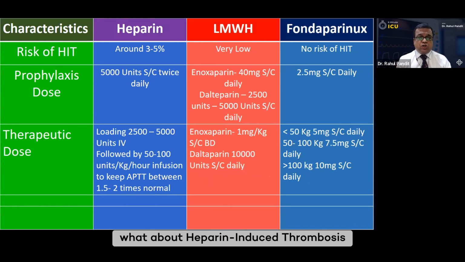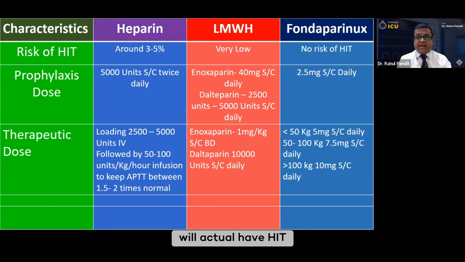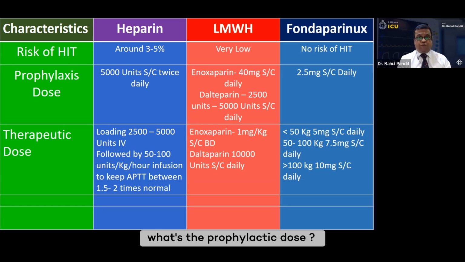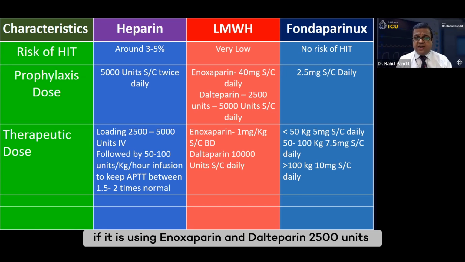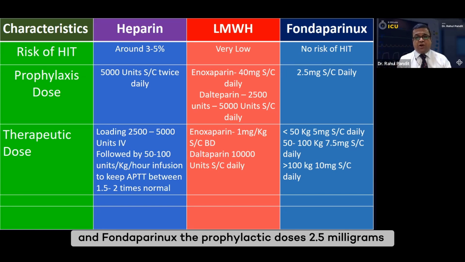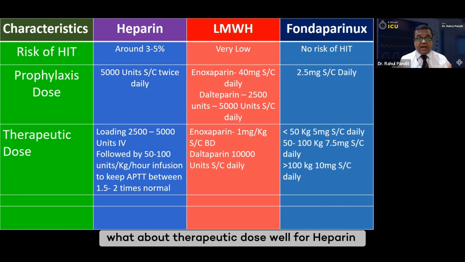What about heparin-induced thrombocytopenia? Well, around 3 to 5% of patients on heparin will actually have HIT, whereas with low molecular weight heparin the risk is extremely low, and there is absolutely no risk with fondaparinux. What's the prophylactic dose? Low molecular weight heparin dose is 40 milligrams subcutaneously daily if using enoxaparin, and dalteparin 2,500 units to 5,000 units subcutaneously daily. For heparin, the dose is 5,000 units subcutaneously twice a day, and for fondaparinux, the prophylactic dose is 2.5 milligrams subcutaneously once a day.